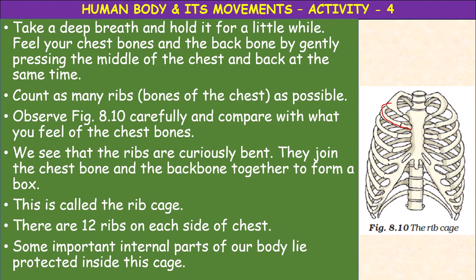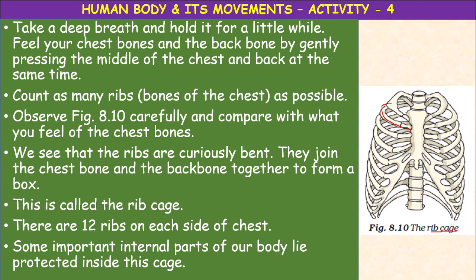So the ribs bent curiously such that they join the chest bone and the backbone together to form a box like structure. This box like structure is called a rib cage. Okay, there are 12 pairs of ribs. You can count here: 1, 2, 3, 4, 5, 6, 7, 8, 9, 10, 11, 12. There are 12 pairs of ribs on each side of the chest. Some important internal parts of our body lie protected inside the rib cage.